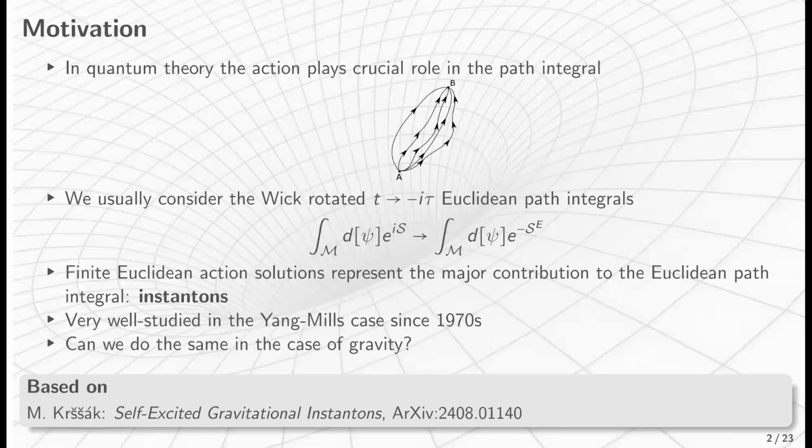There was a lot of interesting work done on Yang-Mills instantons, so I will briefly introduce them. But for me, the main question is: can we do this instanton construction, which was so successful and interesting in the Yang-Mills case, in gravity? I will try to show you that we can do it. Part of it was already done, and we can also do it in a new way. That's what I will be talking about.